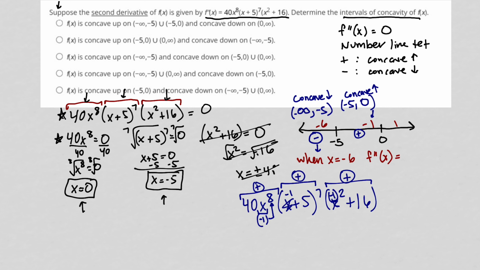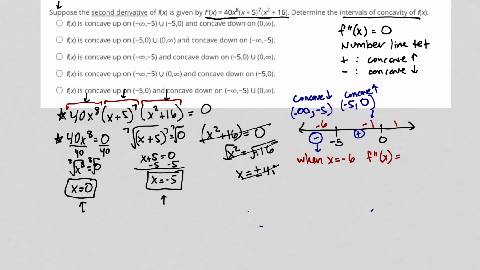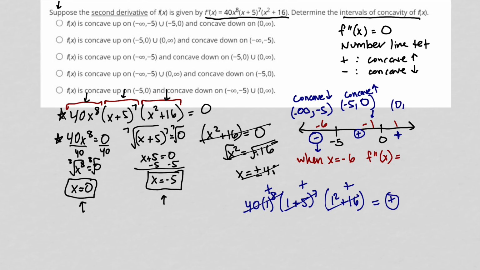And then lastly, we'll try positive 1 inside of our second derivative to test in our number line. So I have 40 times 1 to the 8th times 1 plus 5 to the 7th times 1 squared plus 16. There's nothing negative anywhere near here, so this is all positives, right? This is positive, that's positive, that's positive. So the whole thing is positive. So we should also have concave up here between 0 and positive infinity. Okay. Now, things get a little tricky because there was no change of direction, as you can see, between this second region and this third region.